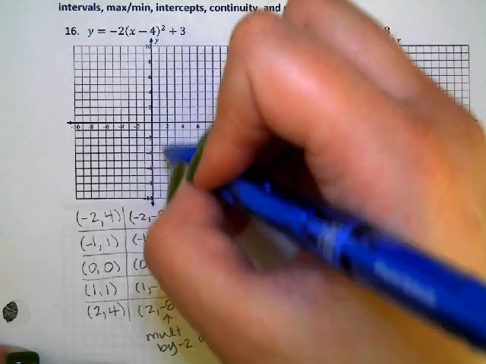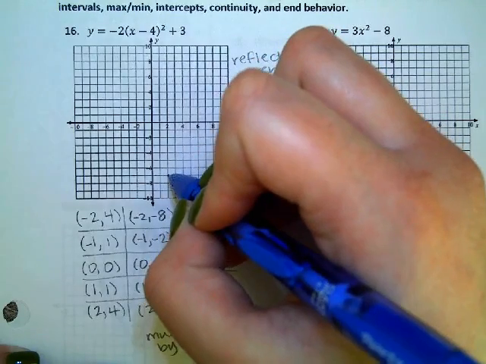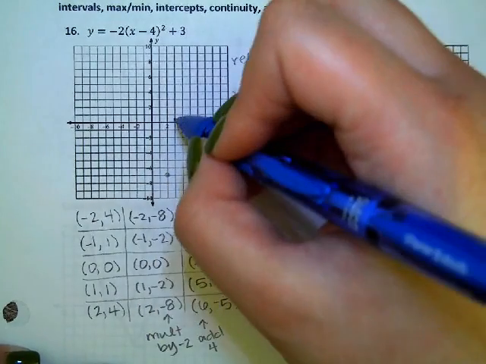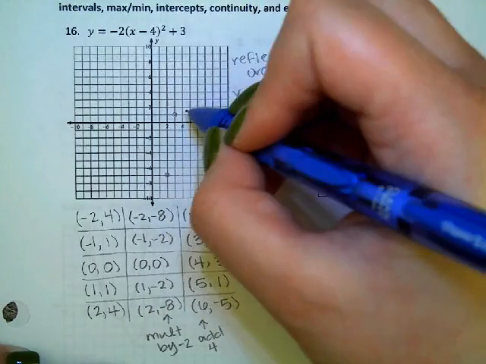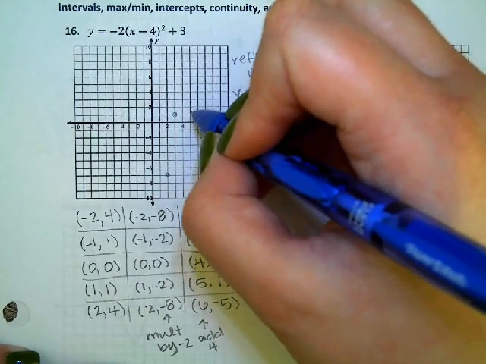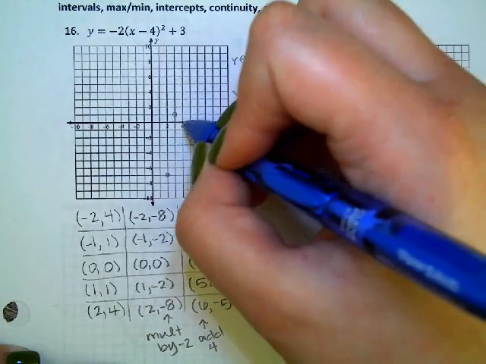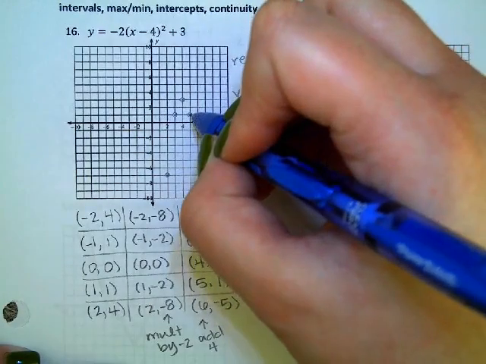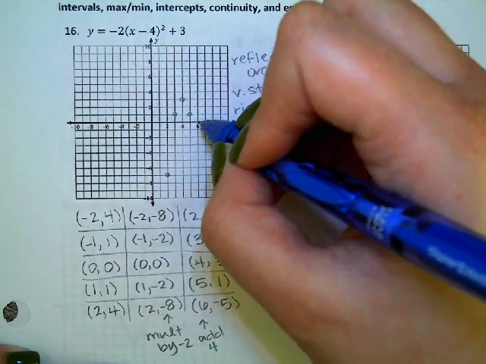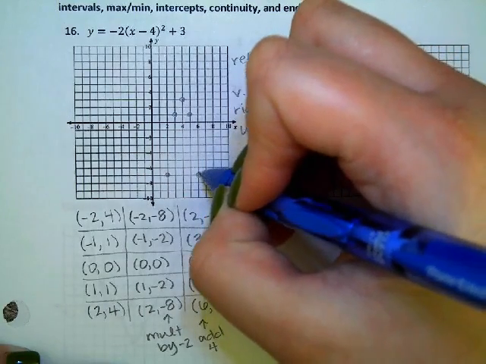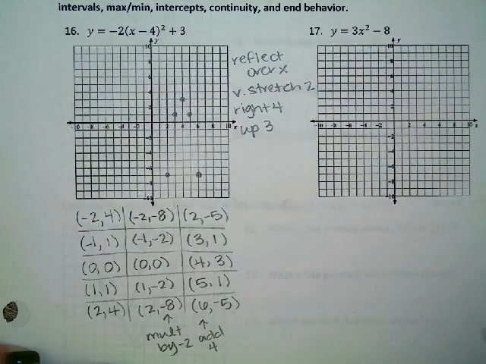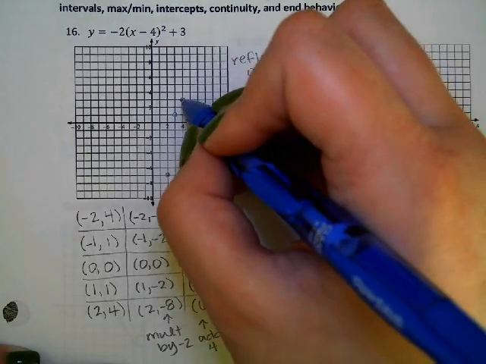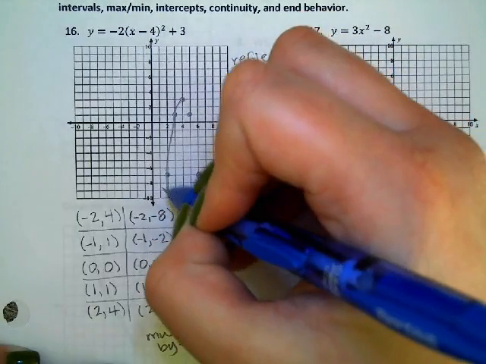So 2, -5, 3, 1, 4, 3, 5, 1, and then 6, negative 5. So there's what our quadratic would look like.